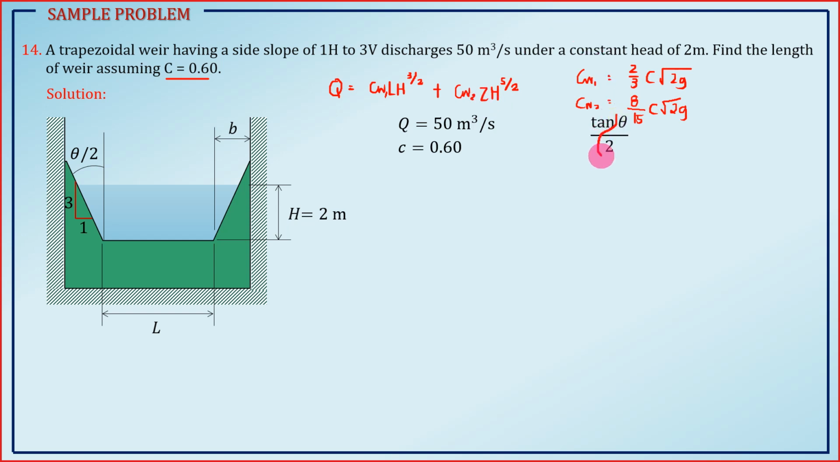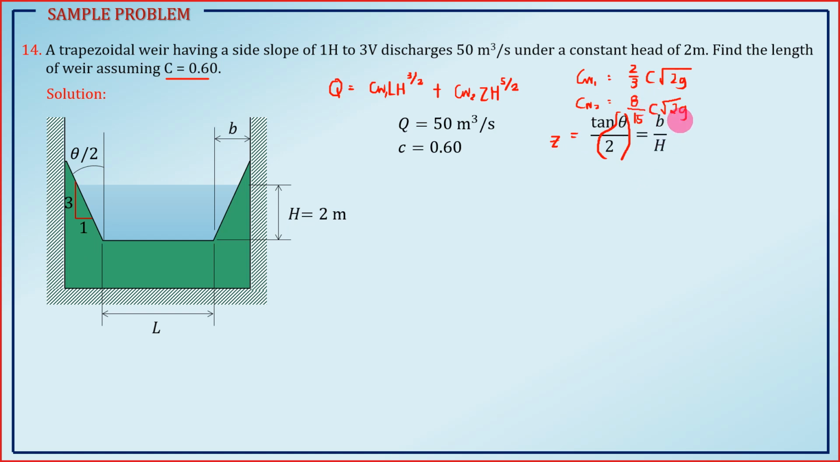So, tangent of theta over 2, there should be a parenthesis there. That is equal to Z, and we also know that it is equal to B over H. Now, given the side slope of our trapezoidal weir, we have 1 and 3, 1 horizontal, 3 vertical. We can use this ratio to solve for Z in our equation, this tangent theta over 2 or this B over H.